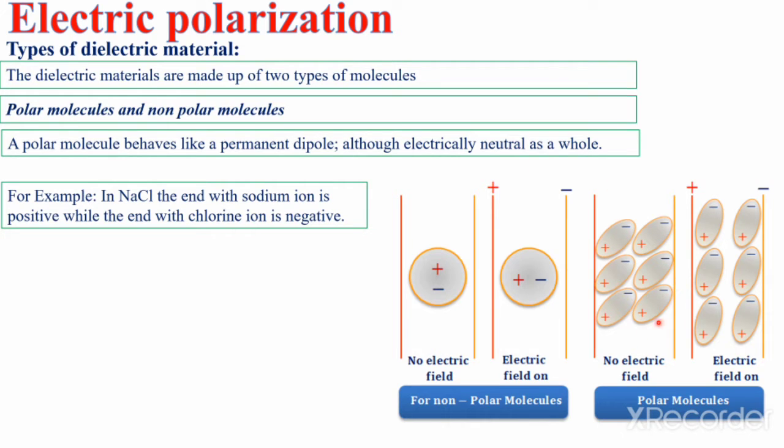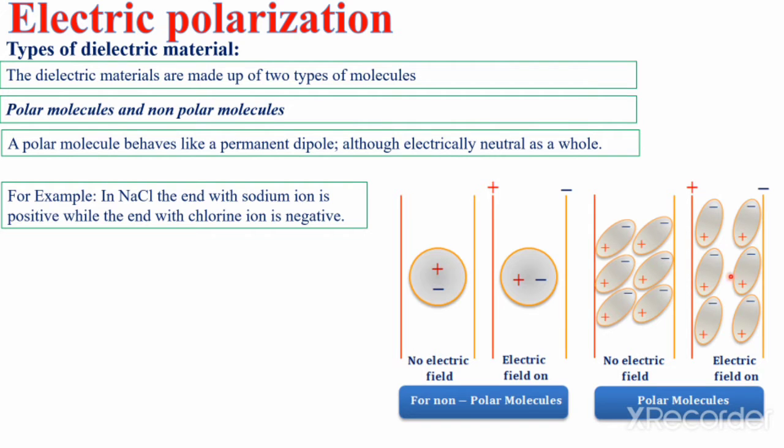In this figure you can see a polar molecule in the presence and in the absence of an electric field. In both conditions dipoles are formed, but in the absence of an electric field they are randomly oriented. When we apply an electric field with the help of a charged capacitor, these dipoles are oriented and aligned in the direction of the electric field.